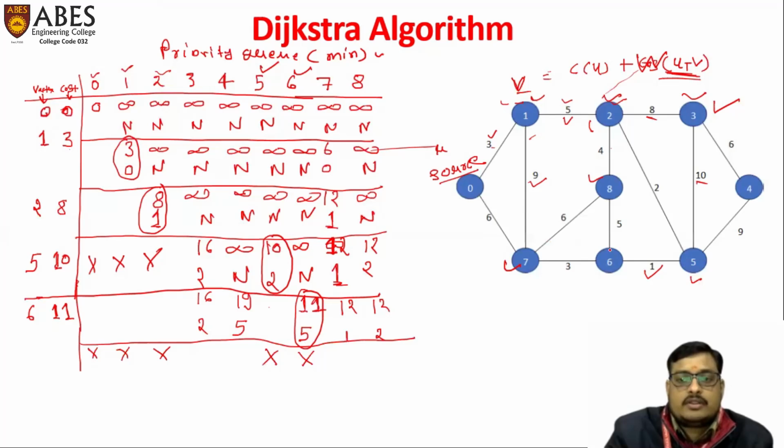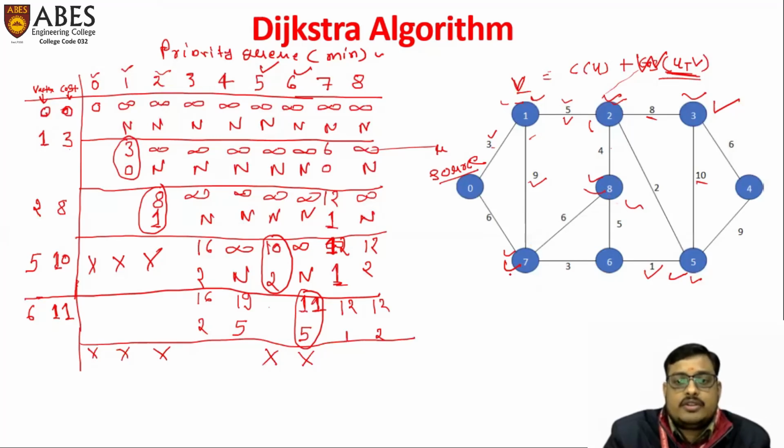The adjacent vertices of 6 are 7, 8 and 5. So 5 is not present in the priority queue, so we will not consider it. We'll only consider 7 and 8 as the adjacent vertices.